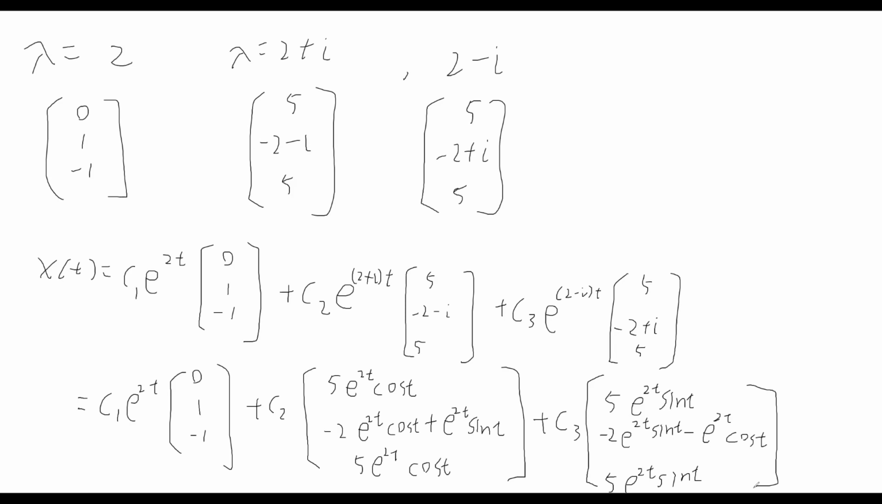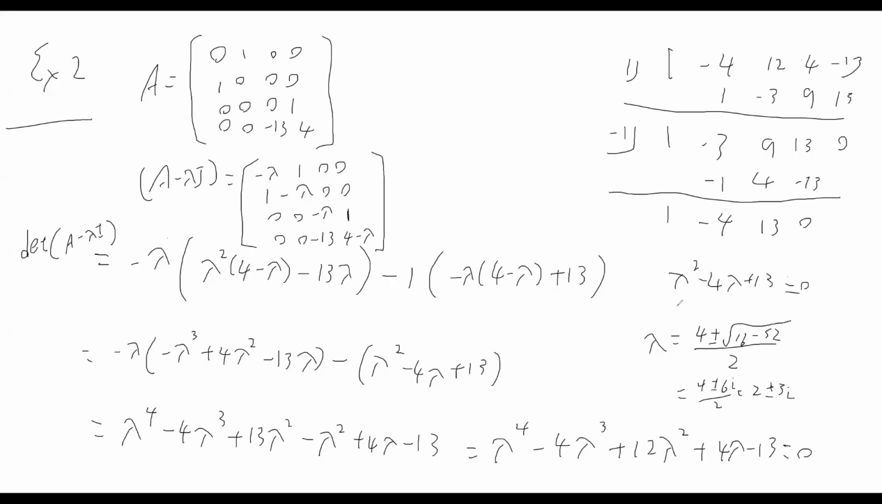Okay, let's look at the next one. Okay, so example 2. I've written down a lot of work. It's a little long and quite time consuming, so I'm going to go over this real fast. So we started with our matrix A right here, and then our goal is to find the determinant of A minus lambda I, which is right here.